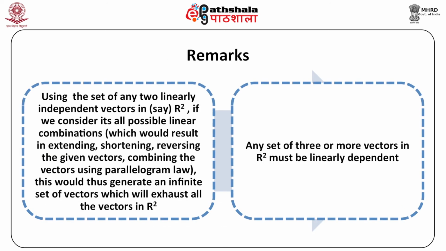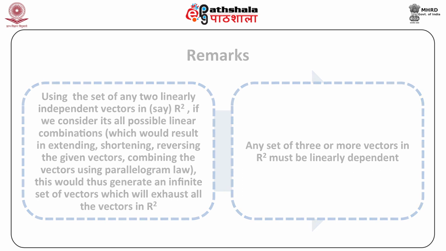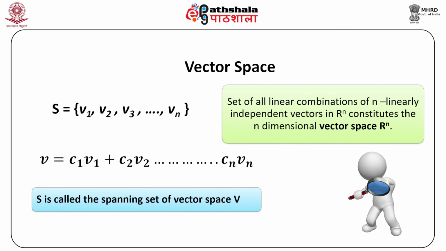Third, using the set of any two linearly independent vectors in, say, R squared, if we consider all possible linear combinations, which could result in extending, shortening, reversing the given vectors, or combining the vectors using the parallelogram law, this would generate an infinite set of vectors which will exhaust all the vectors in R squared. Fourth, any set of 3 or more vectors in R squared must be linearly dependent. The set of all linear combinations of n linearly independent vectors in Rn constitutes the n-dimensional vector space Rn.